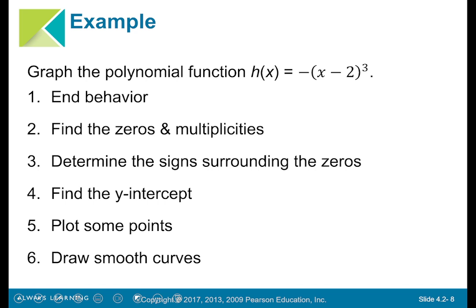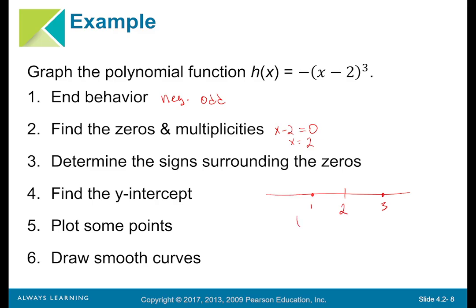Now let's look at a different example. And this one's already factored for us, which is nice. To talk about its end behavior, notice that we're negative overall, and we have an odd function overall. To find the zeros and multiplicities, we want to take x minus 2 and set it equal to 0. We get x equals 2. Now determine the signs surrounding the zeros. I take out my number line and I throw a 2 on there. Let's see what's happening at 1 and at 3.